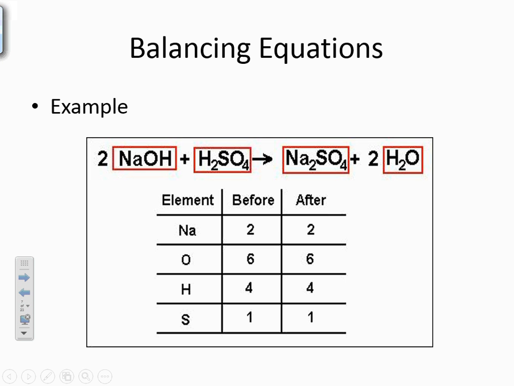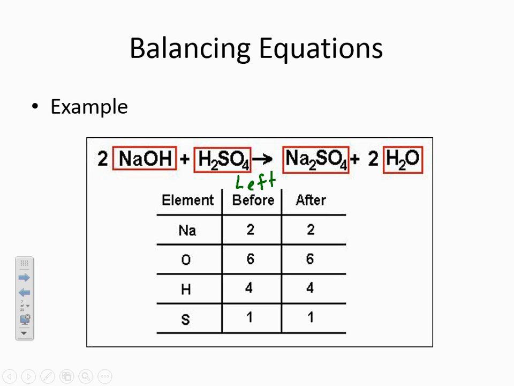So, let's do an example. We have an equation here. We have NaOH plus H2SO4 gives us Na2SO4 plus H2O. Now, let's look at how we have to balance this. Before, and the before is really on the left-hand side.